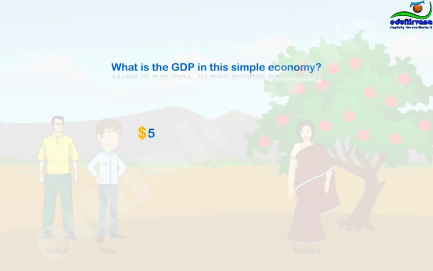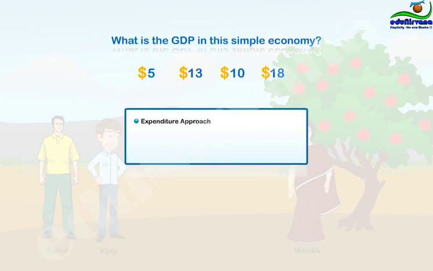Is it $5? Is it $13? Is it $10? $18 or some other dollar amount? We use three approaches in our island to compute GDP: the expenditure approach, the income approach, and the value-added approach. Let me describe each approach in terms of a simple economy.